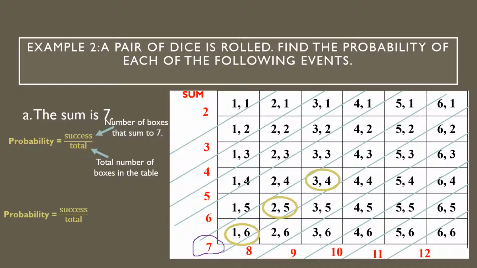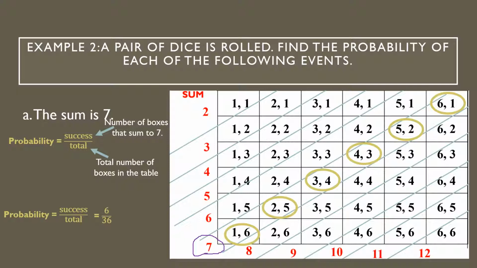1, 2, 3, 4, 5, 6. All right, so 6 boxes summed to 7. So 6 of the outcomes sum to 7. So our success is 6. Now our total, I just told you, for the pair of dice problems, is always going to be 36 because that's the total number of boxes in this little table. It's a 6 by 6 table, so there are 36 boxes in total.